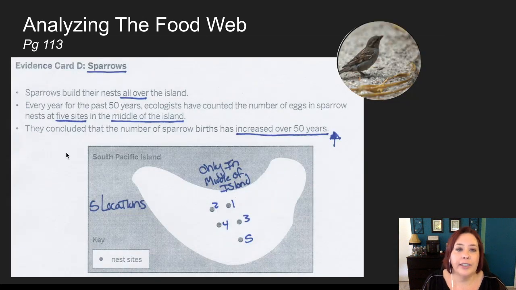Moving on to our next card, let's take a look at the sparrows. This is evidence card D. And scientists concluded that the number of sparrow births has actually increased over 50 years. But here's something interesting. What they said is that they counted the number of eggs in sparrow nests at 5 sites in the middle of the islands. So they're concluding the sparrow births increased because of the number of eggs. Now, once again, they have 5 locations, not too bad, but the data is only in the middle of the island. And I would question personally, just because they saw eggs, how do we know that these were live births? Did the baby survive? We don't know. We don't have that information.